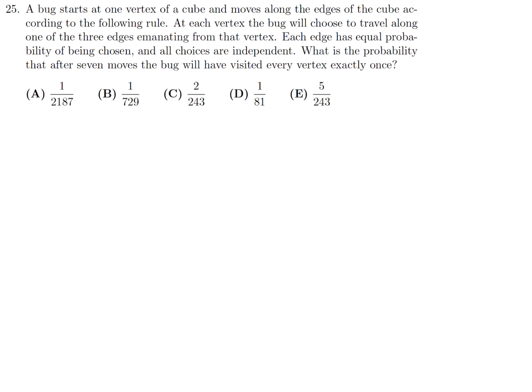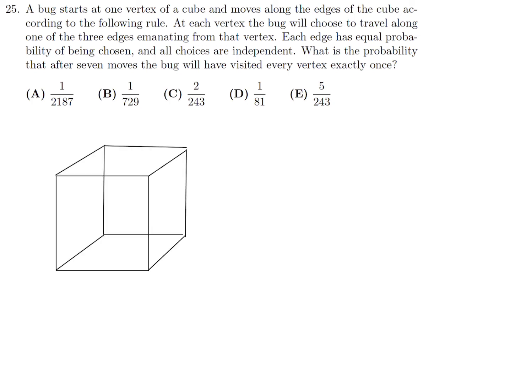So let's draw a cube. So here's a cube, and let's label the vertices. Let's just give them letters: A, B, C, D, E, F, G, H. So like that. And let's start discussing this question. So we're going to start, of course, at A.